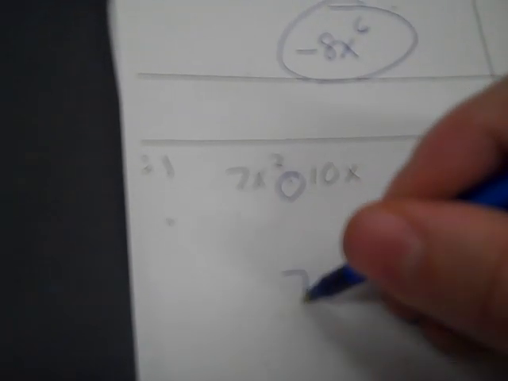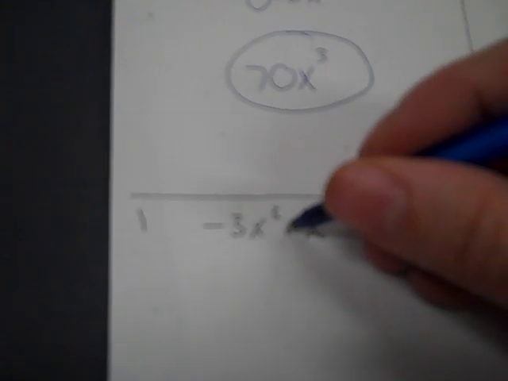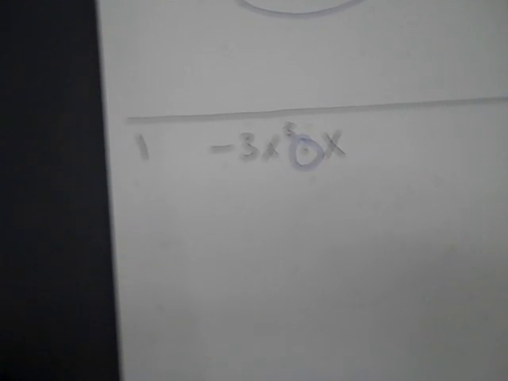Okay, 7x to the 2nd times 10x, so the 7 can be multiplied by the 10. Okay, it's multiplication, that's 70. And then for x, we have 2, and this x would have a 1. So 2 plus 1 is 3. In multiplication, you have to add the exponents. Okay, another times operation. So negative 3x to the third times x.